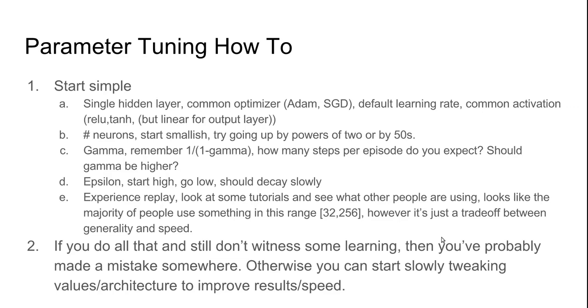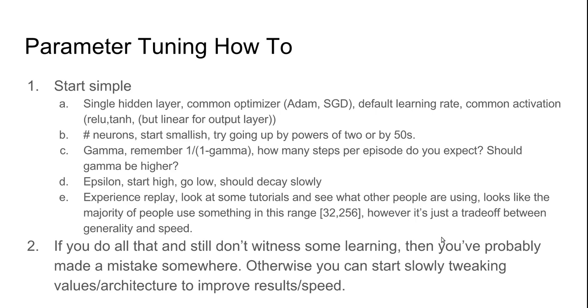There's also a lot of confusion on parameter tunings and what the best way to tune them is. And there really isn't a right answer, but this is some advice that is probably a pretty good method. The biggest thing is to just start as simple as possible. So a single hidden layer, use a common optimizer like Adam, use the default learning rate for it, a common activation function like ReLU, but make sure that for the output layer you are using a linear activation function so you can accurately get values.